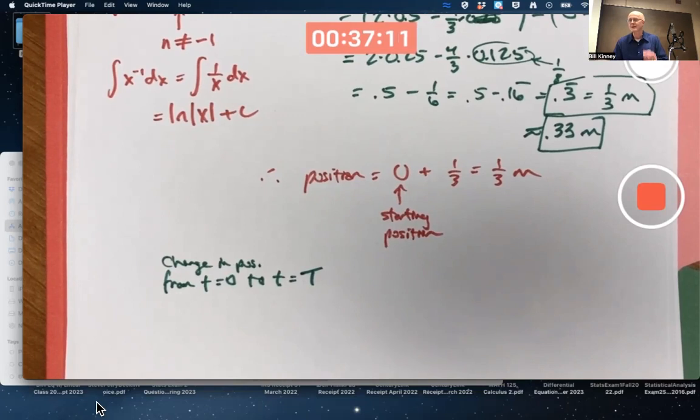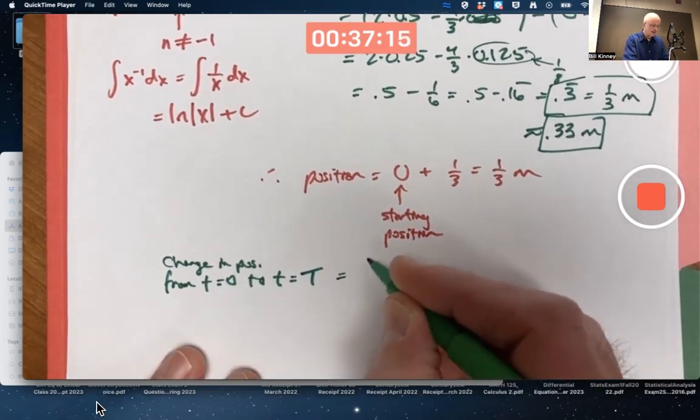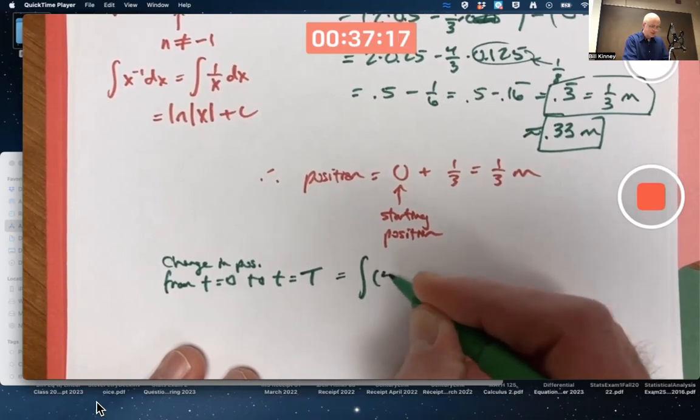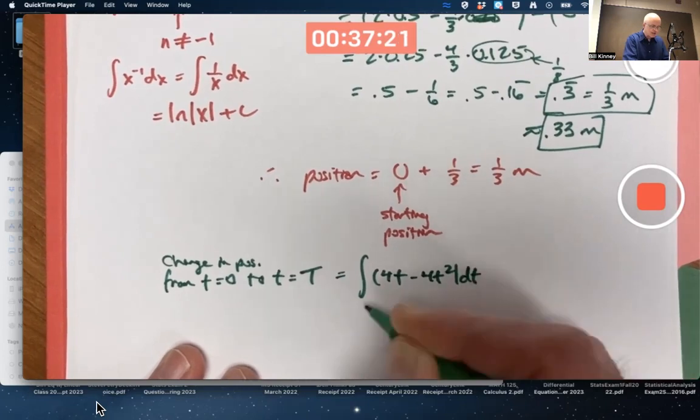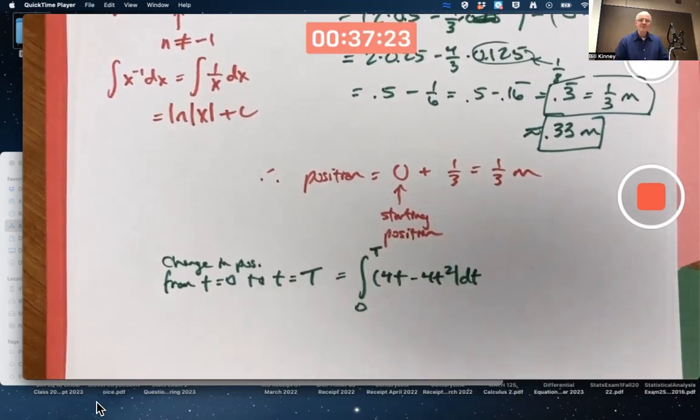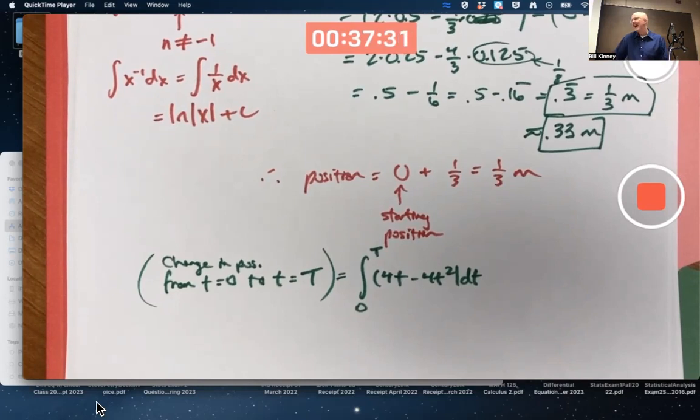It's a little weird. Bear with me here. So I'm going to integrate the velocity 4t minus 4t squared from 0 to capital T. It's as if the upper limit of the integral is a variable. Is it a variable? Yeah, you could call it a variable. Why? Because it's a letter that represents a number that could take on different values. That's why.